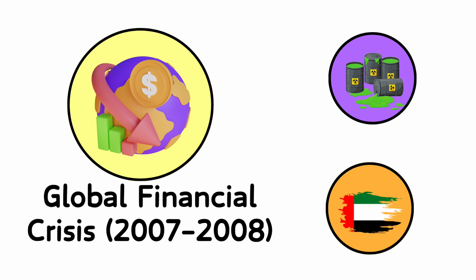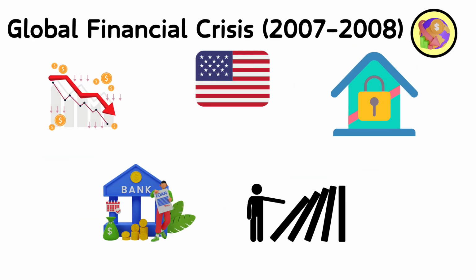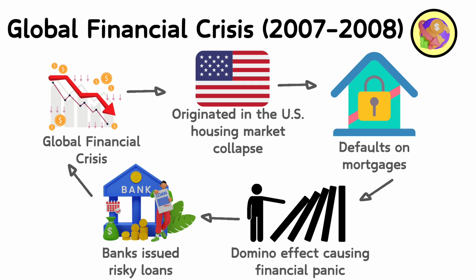Global financial crisis, 2007 to 2008. The global financial crisis, which began in 2007 and intensified in 2008, was a severe worldwide economic crisis. It started in the United States with the collapse of the housing market, due to banks giving loans to more people than they should have, including those who couldn't afford them. When people failed to pay their mortgages, it led to a domino effect where the banks didn't have enough money, and this caused a financial panic.